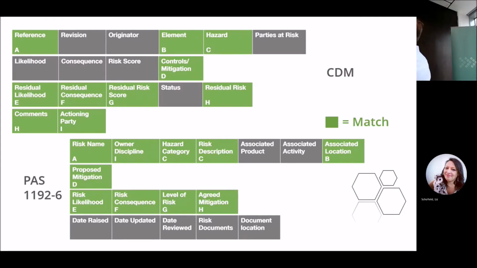In more detail, along the top is the CDM risk register categories, and along the bottom is the PAS 1192-6 17 mandatory fields. So what I've tried to do is highlight in green the ones where it cross-references. So for example, you've got the reference which relates to the risk name, the element which relates to the associated location, the hazard, where you can see it.